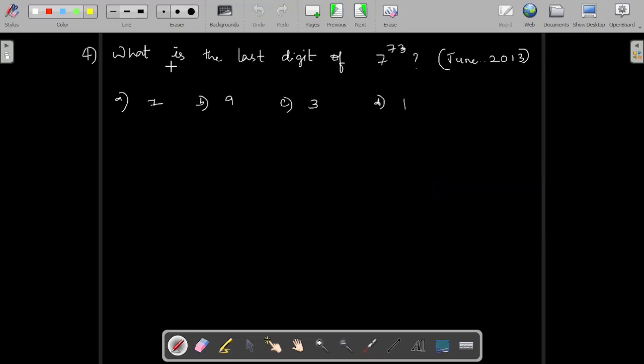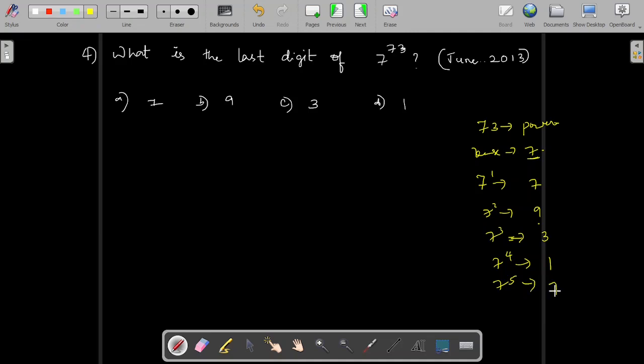See the fourth question. What is the last digit of 7 to the power 73? So 73 is the power value and the base is 7. First you have to get the power cycle of 7. That is, 7 power 1 is 7. 7 square is 49, last digit is 9. Then 7 cube, last digit is 3. 7 power 4, last digit is 1. 7 power 5, last digit is again 7.